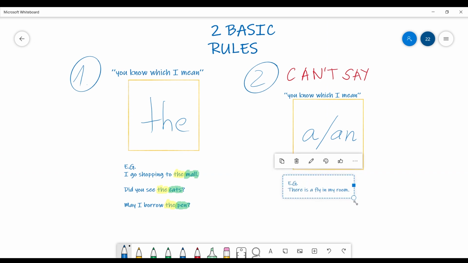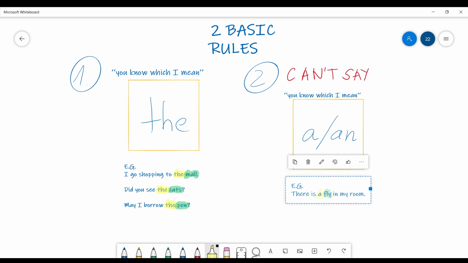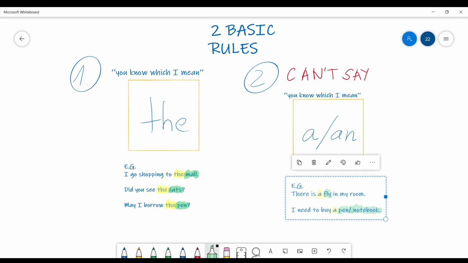There is a fly in my room. Here I am using the article "a" for the noun fly. That means there is some fly in my room; I am not pointing to a specific one. Or the next one, I need to buy a pen, or I need to buy a notebook. That means I just need some pen and I just need some notebook. I do not have anything particular in my mind.